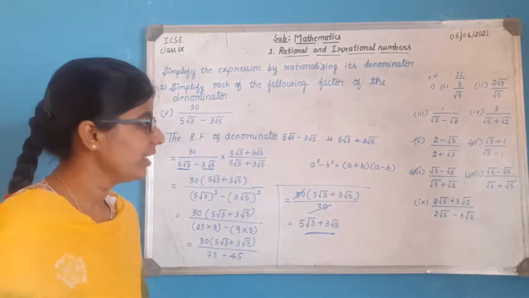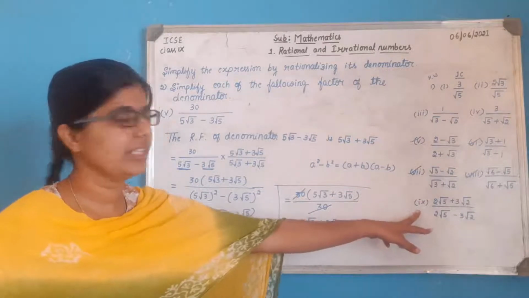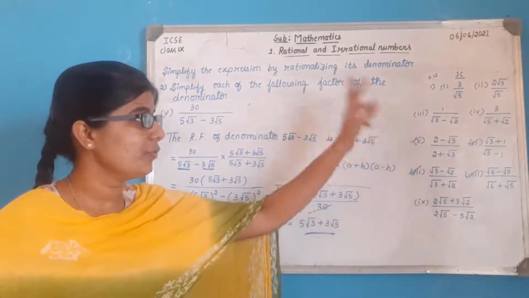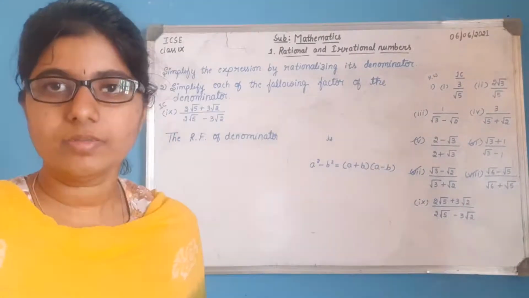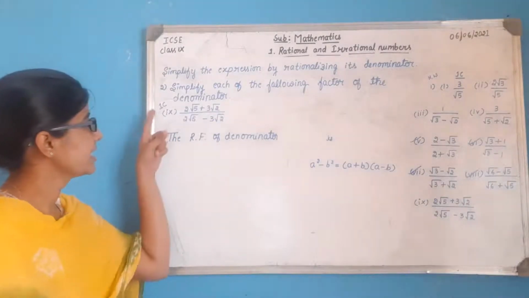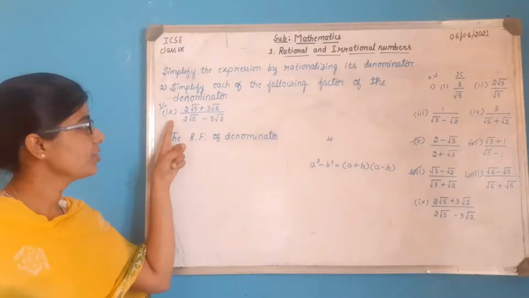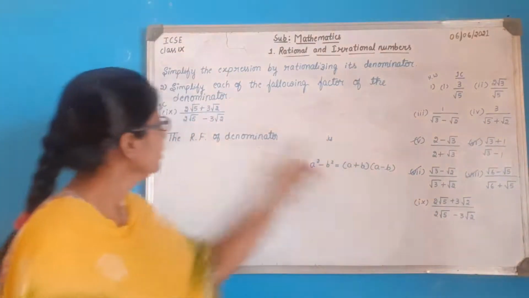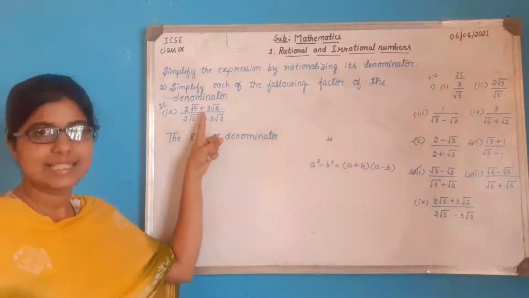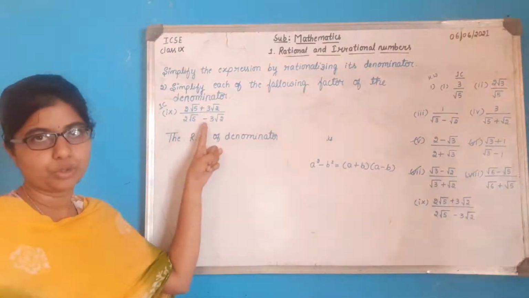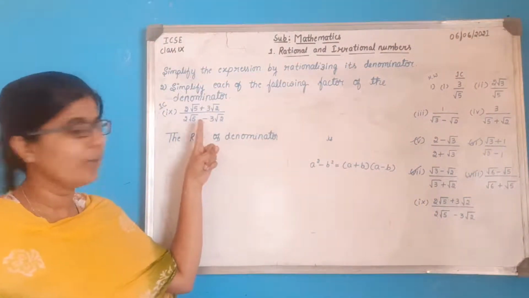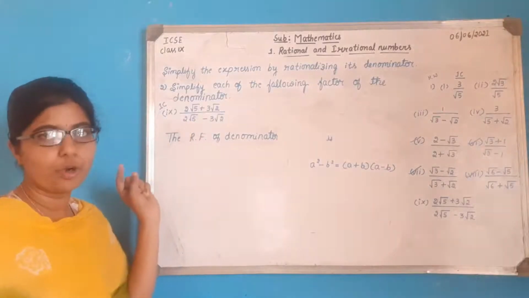And the next one is the last question in your exercise 1C. Let us discuss the last question. Yes dear students, exercise 1C, the last question, that is the 9th one: 2√5 plus 3√2 divided by 2√5 minus 3√2. First we have to note down the rationalizing factor of the denominator.